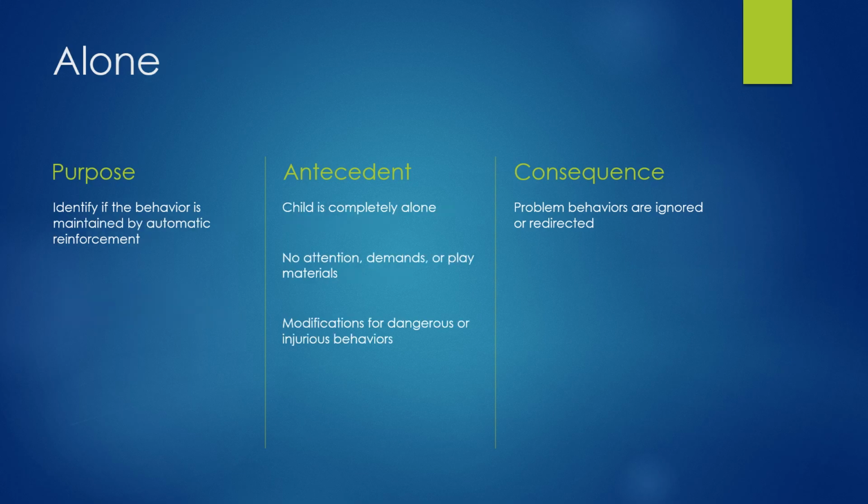The purpose of the alone condition is to determine if the behavior is maintained by automatic reinforcement. During this condition, the child is to be completely alone. Do not provide the child with any attention, demands, or play materials. Modifications to this procedure are to be made for children who engage in dangerous or injurious behaviors. If the problem behavior occurs, it should be ignored or neutrally redirected.